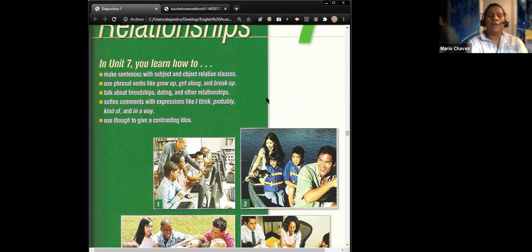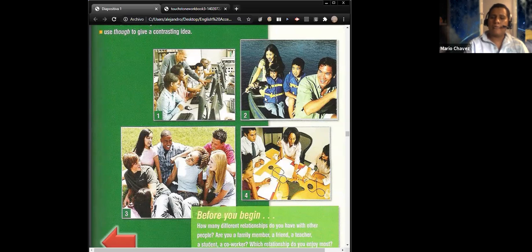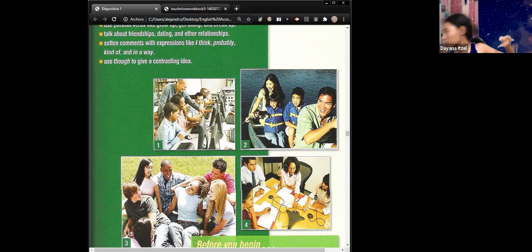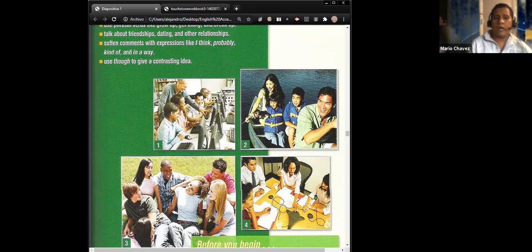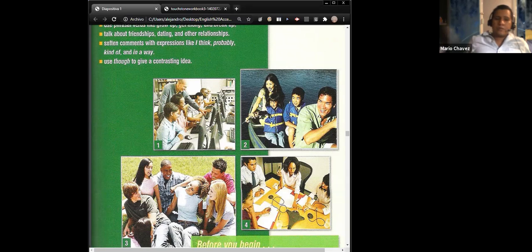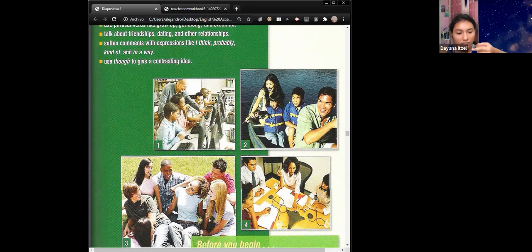Okay, you guys, now look at the pictures. We have from number 1 to number 4. What are the relationships that you see in these pictures? For example, number 1, what kind of relationship is that? Formal. Exactly. You can see a relationship with classmates, teacher. What about number 2? Informal. This is family. Family relationship, brothers, sisters, parents, father.